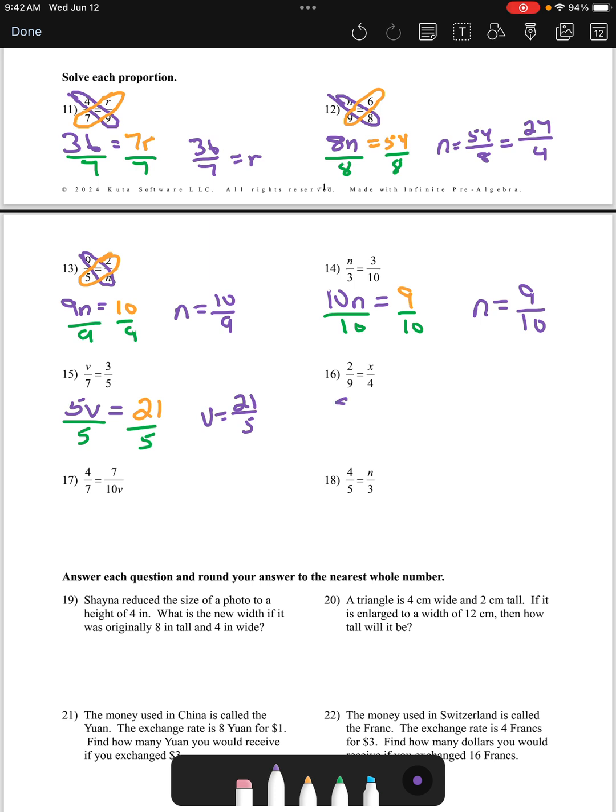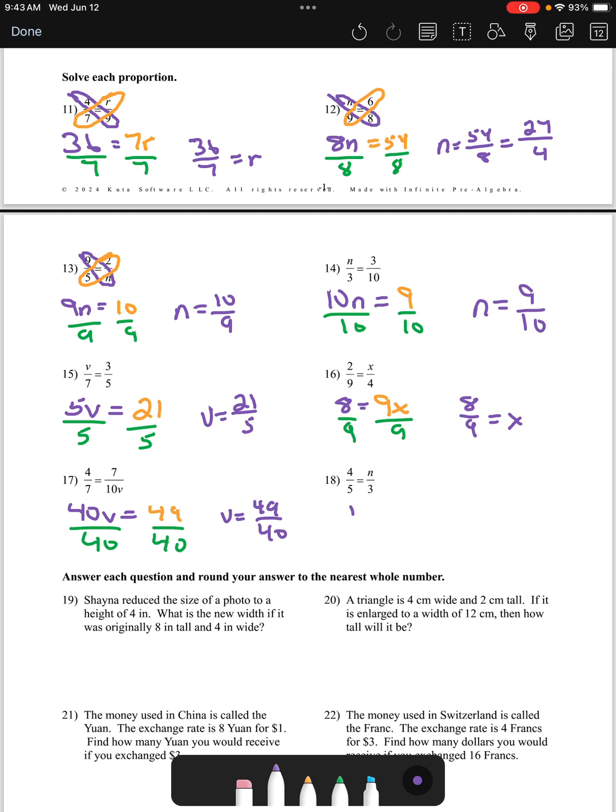And number 16, my down diagonal, 2 times 4 is 8. My up diagonal, 9 times x is 9x. One-step equation, we'll divide both sides by 9 to get the answer of 8/9 is equal to x. In number 17, my down diagonal, 4 and 10v, multiply to give me 40v. My up diagonal, 7 times 7 is 49. We'll divide both sides of this by 40 to get v equals 49/40. You cannot simplify 49/40ths. They do not share any common factors.